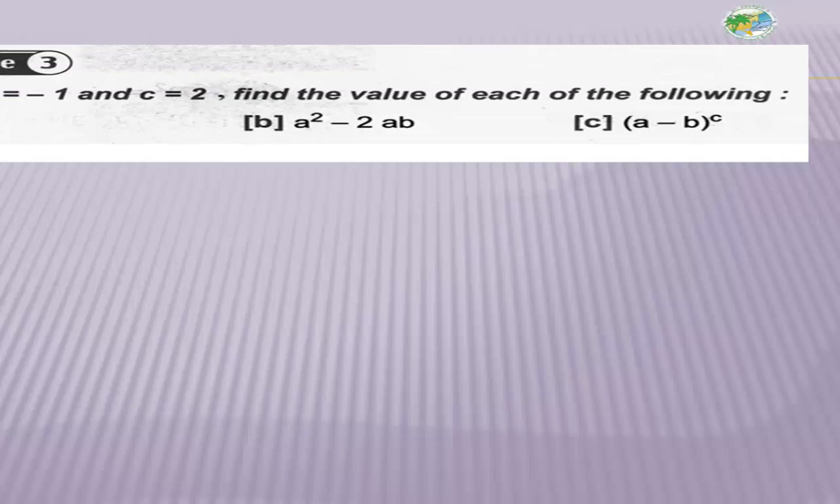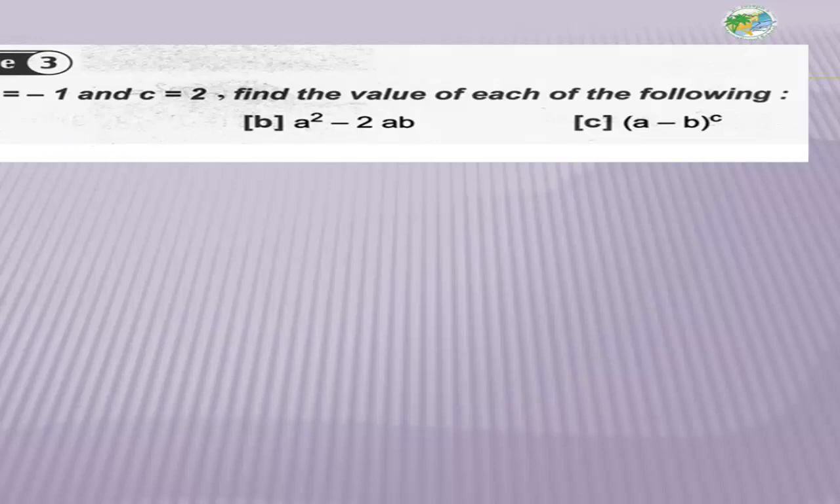If a equals 3, b equals negative 1, c equals 2, find the value of each of the following: a power 2 plus c power 3, a power 2 minus 2ab, a minus b power c. The first question: we can replace a and write 3. We can replace c and write 2.